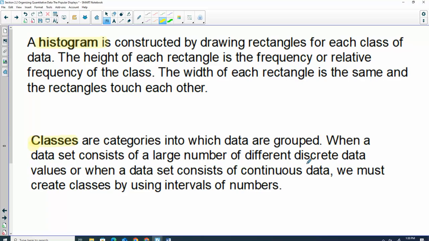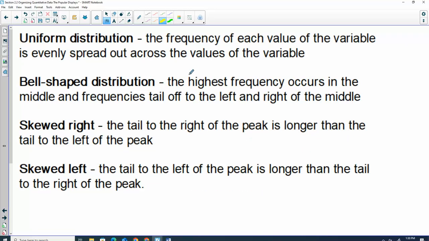But if we had something that had a large number of values, if they could be anything from 0 to 10,000, that's a lot of values. We might need classes to help make that more manageable. Or when we have continuous data, we use them. So I'm going to show some examples here in a bit, but we are also, with these histograms, going to talk about the shape of them a lot.